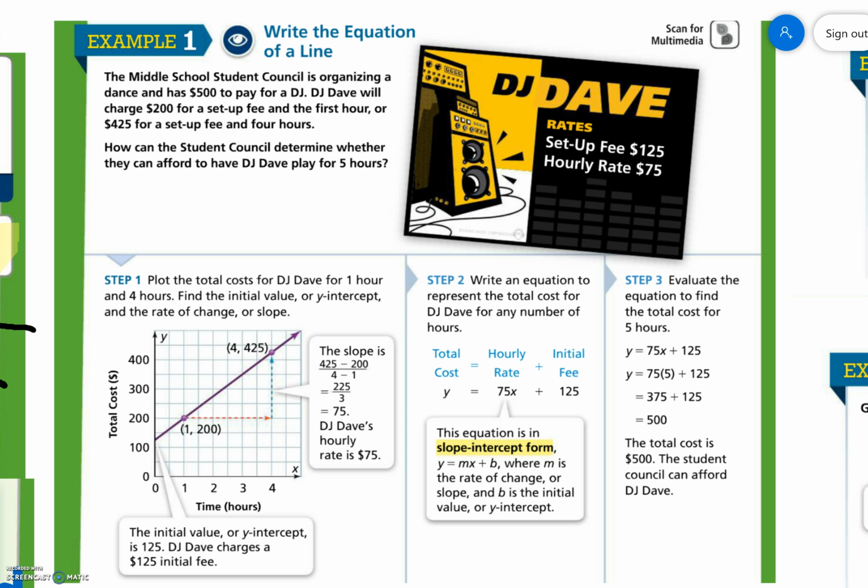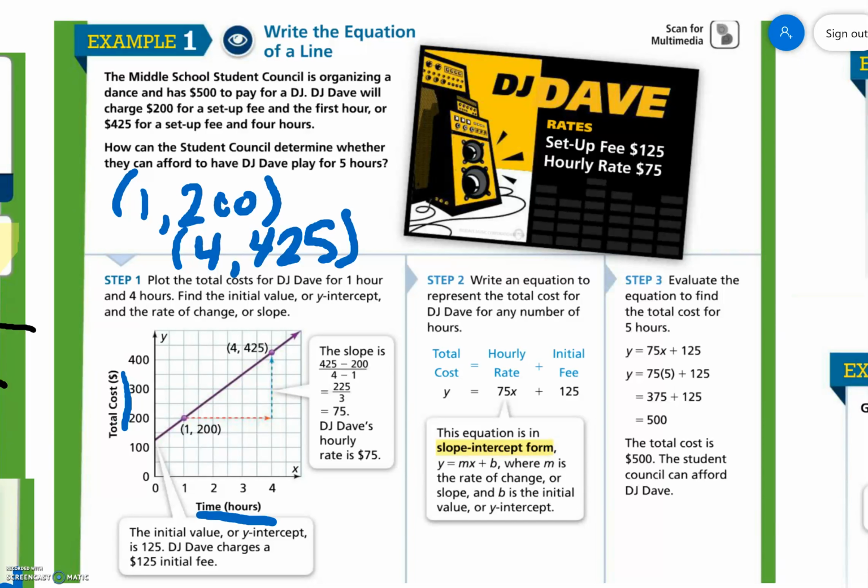Okay, so we've got two equations here. We don't have 2 equations, we have 2 points, because we're using time in hours and total cost. So if he does the first hour, it's going to cost us $200. If it's been 4 hours, it's going to cost us $425. So we can graph those 2 points on a graph. So plot the total costs. And then we can find the slope.